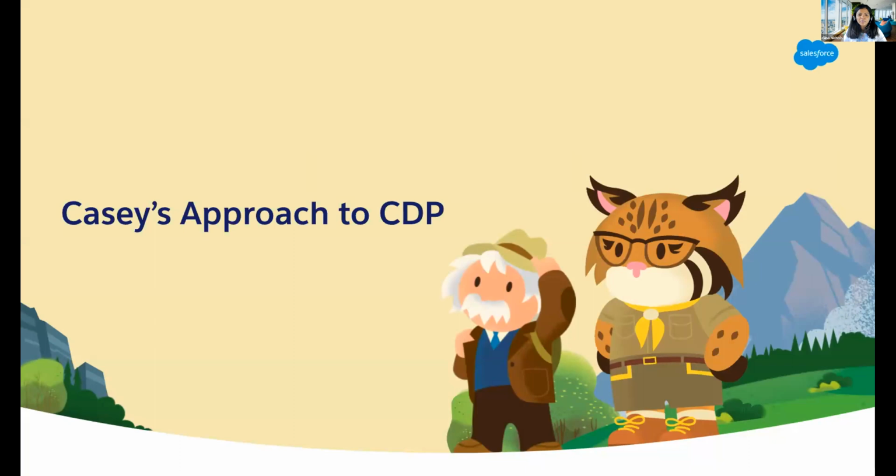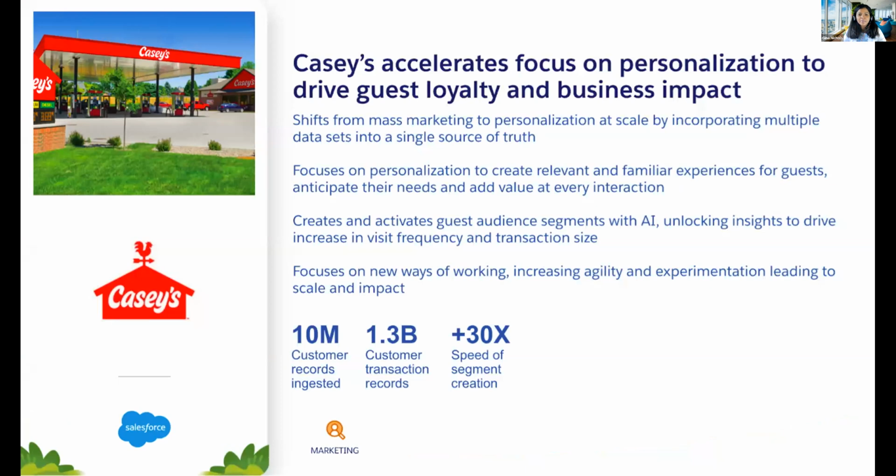So we're going to walk through in the next few slides how Casey's implemented CDP and the value they received by their implementation. A little bit of background, if you're not familiar: Casey's General Stores is a chain of convenience stores in the United States, mostly in the Midwest, and they have over 2,000 locations. And a little bit of trivia here, they're actually the third largest pizza retailer in America.